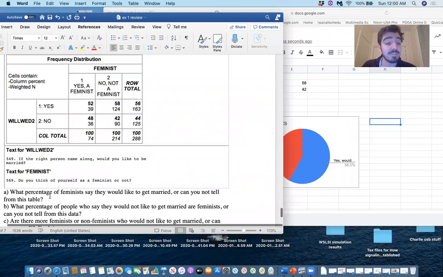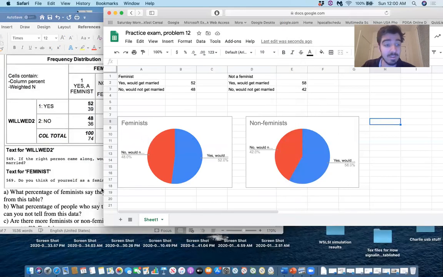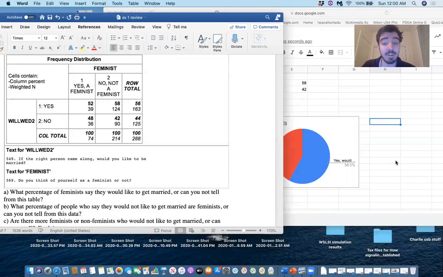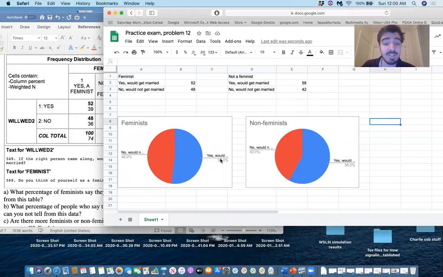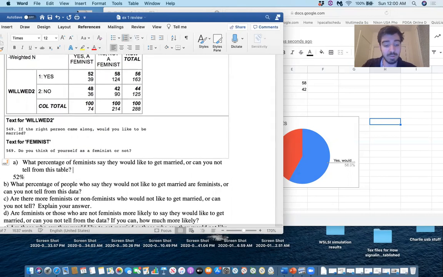What percent of feminists say they would like to get married, or can you not tell from the table? To answer this, let's go over to our tables. What percent of feminists? That means we need to look at the pie for feminists. Here it is. What percent of them say they would like to get married? Well, here's the yes, I would like to get married slice. That's 52%, so there's our answer, 52%. Let's put it right here.